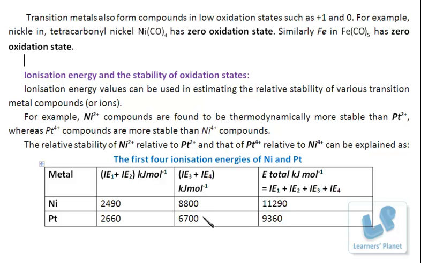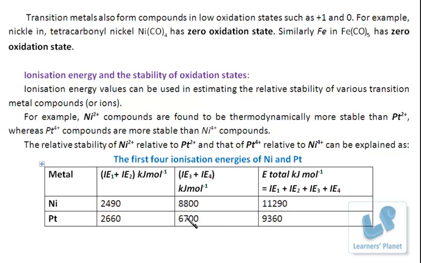We can compare the ionization energies. See, this is the 4th ionization energy of nickel. It is very high, 11290. Whereas the 4th ionization energy of platinum is 9360. So platinum 4+ compounds can be easily formed. And also platinum 4+ compounds are more stable than nickel 4+ compounds.